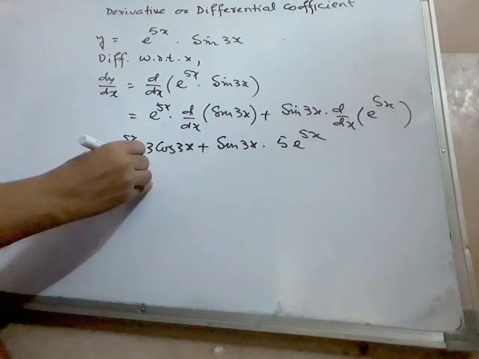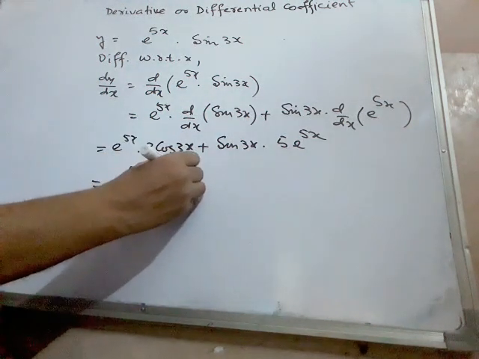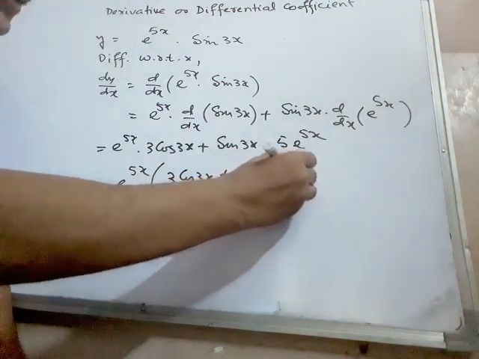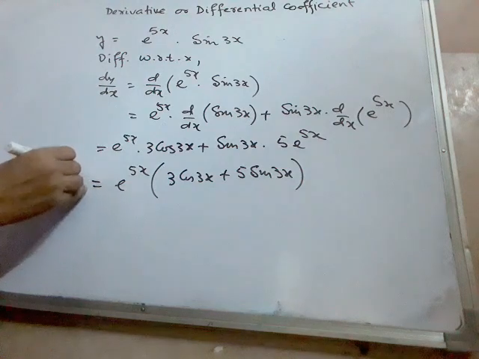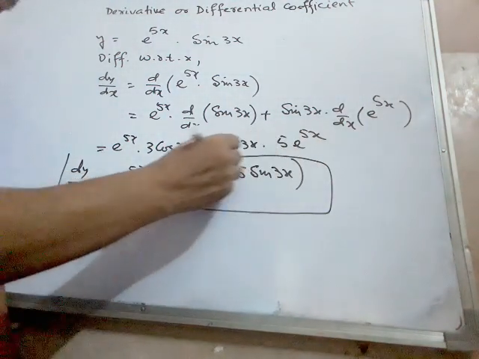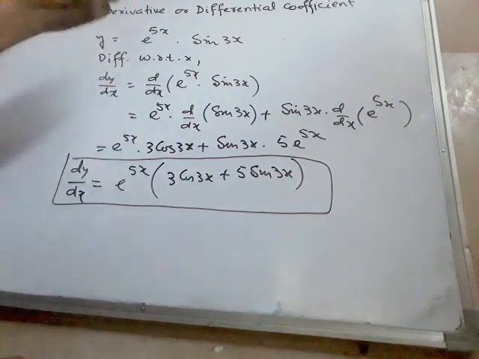E to the power 5x common. So we are getting 3 cos 3x plus 5 sine 3x. So this is the answer, dy by dx equal to this. Example number 5.